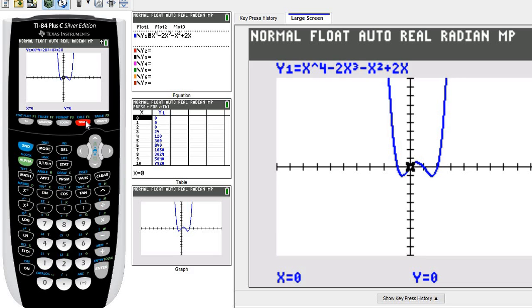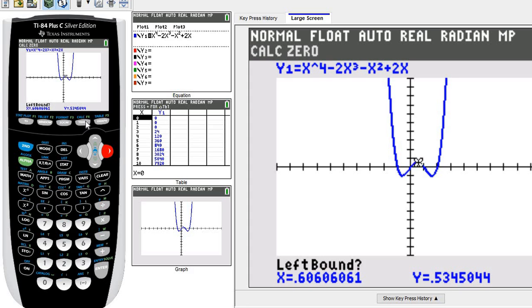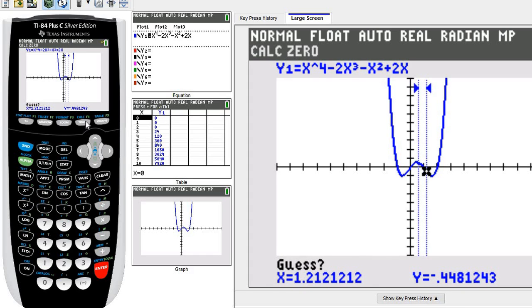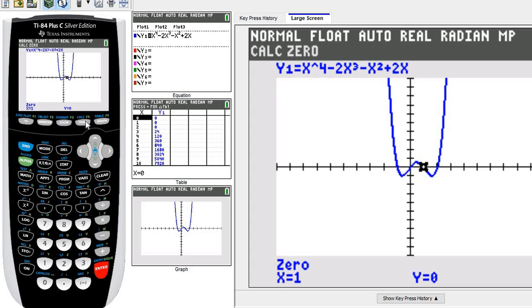Then let's go to second calc. Remember, we're supposed to have 4 zeros, and you can see probably all 4. So I'm going to the left of this other zero. Press enter twice more, so 3 times in total. So x equals -1, x equals 0, x equals +1. Those are our zeros so far. Let's get the last one. We'll go to the left right here, enter, enter again, and our last zero is at x equals 2. So there are our 4 zeros.